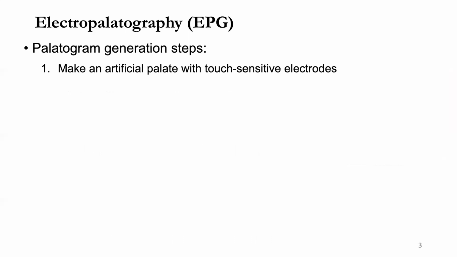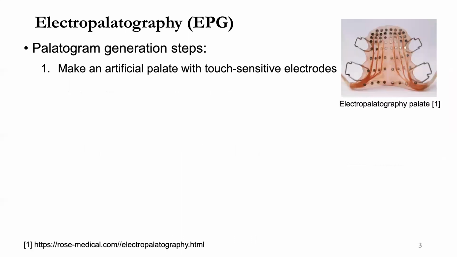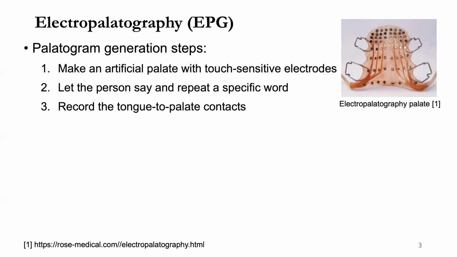Another technique to generate palatograms is electropalatography. To produce a palatogram using EPG, the speaker is fitted with his or her own artificial palate with touch-sensitive electrodes. Here is an example of the artificial palate. Then, the person is asked to say a specific word and repeat it several times. The reading EPG system is used to record the tongue-to-palate contacts and the corresponding acoustic signal during the assessment.